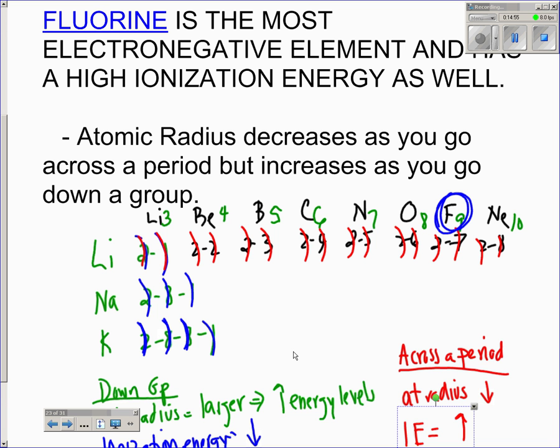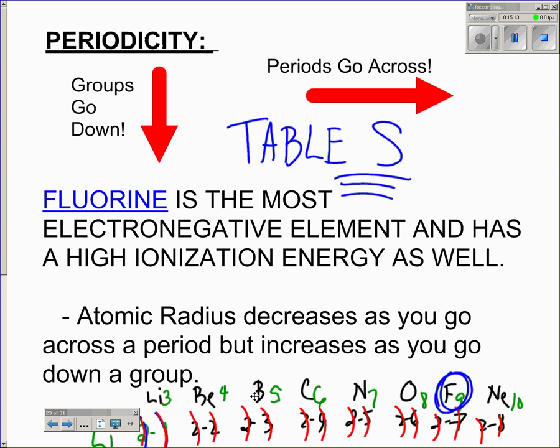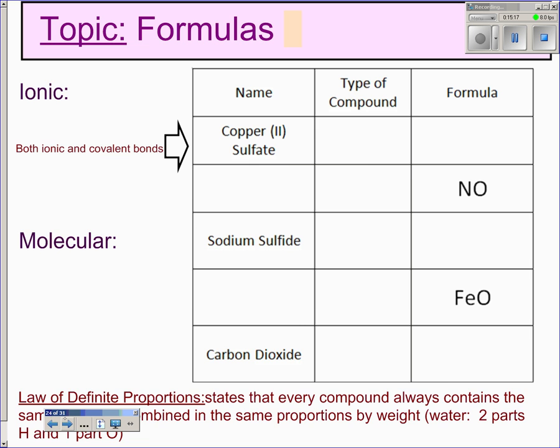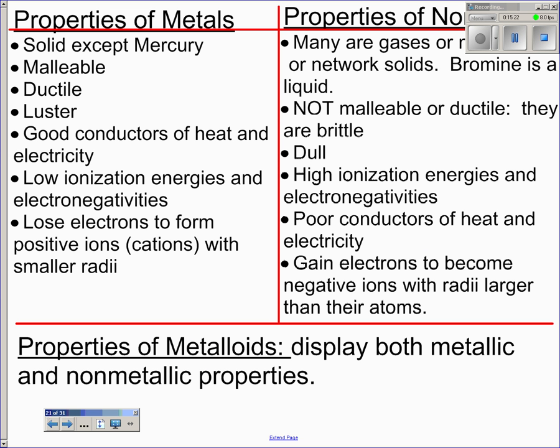As you go across, ionization energy and electronegativity increases. As you go down, it decreases. Now say that all went over your head. Oh no, don't panic, because all this information is easily looked up on table S. So you can easily compare different elements on table S. Now, just go back 1 second, go to properties of metals. You should notice a couple things about properties of metals.